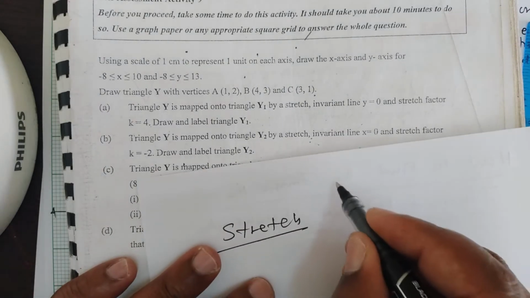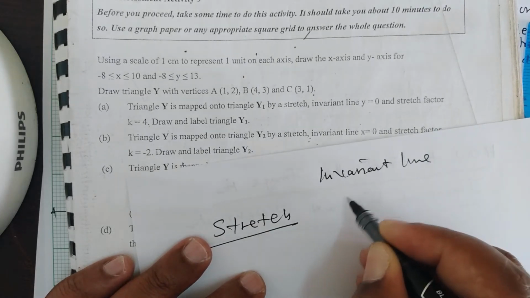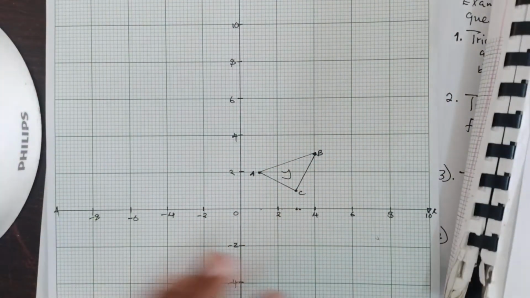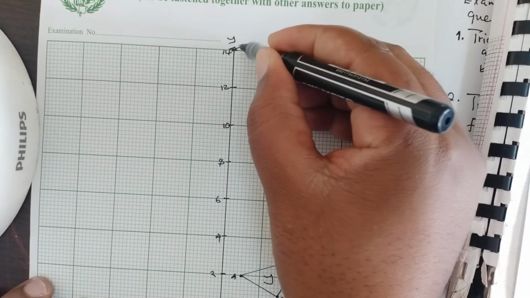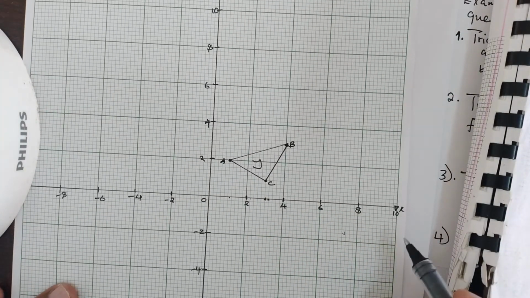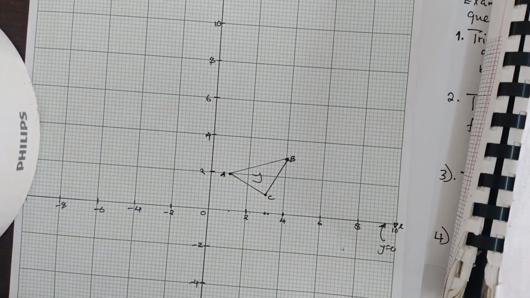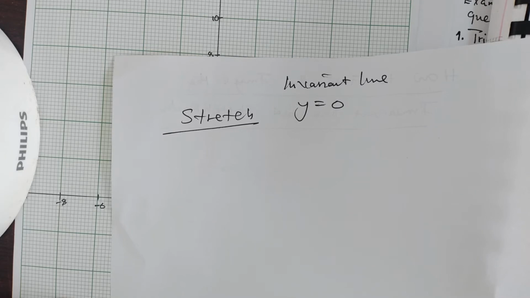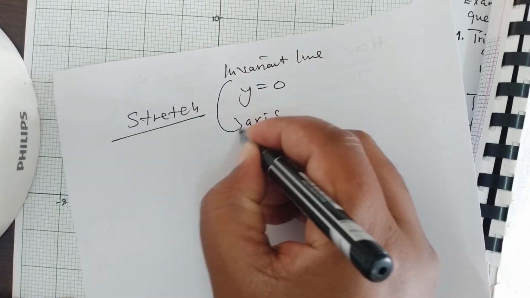So I've been told that the invariant line is y is equal to 0. Now, what is y is equal to 0? Take note that when you are dealing with the y-axis, its equation is x is equal to 0. Then the x-axis, in terms of an equation, its equation is y is equal to 0. So here you have been given that the invariant line is y is equal to 0, meaning that we are dealing with the x-axis as our invariant line.